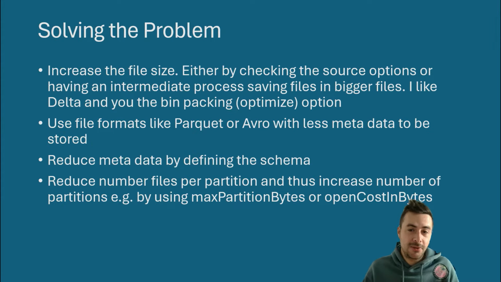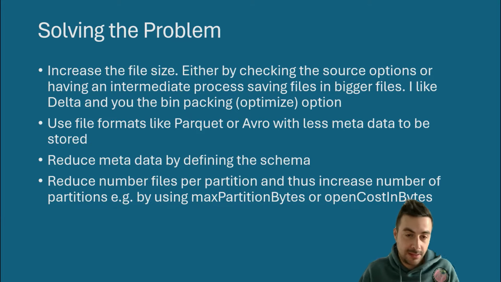So what are we doing with it? First of all, and that's something you're gonna find everywhere, increase the file size. Of course, this is not always possible, but the easiest way to deal with it is to check the system which is providing the data, if there's a way to provide bigger chunks of data than smaller ones. And if this is not possible, think about an intermediate step where you can save the data in bigger chunks. So load 100 JSONs, then repartition them and save them in a Parquet table as an intermediate step.